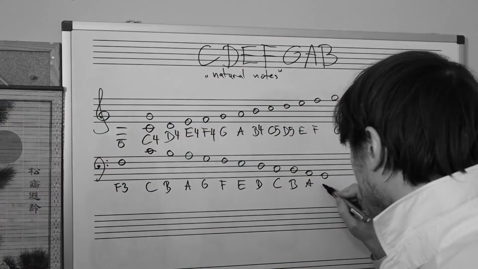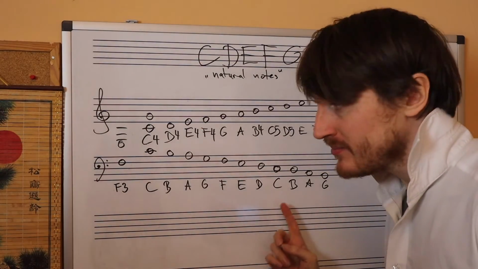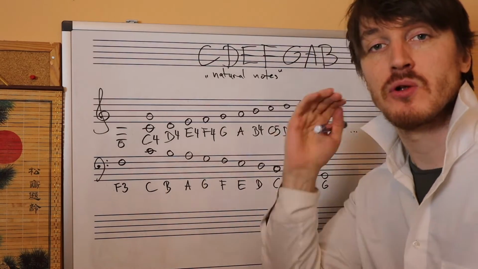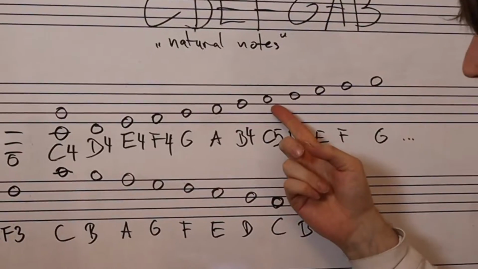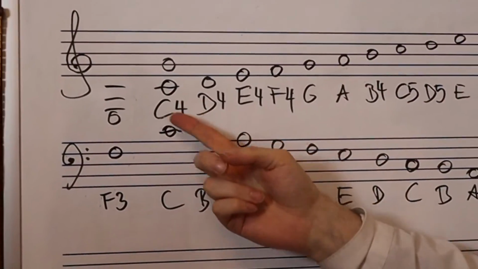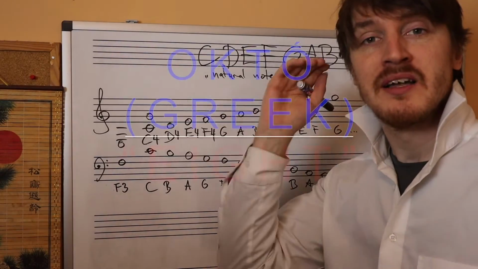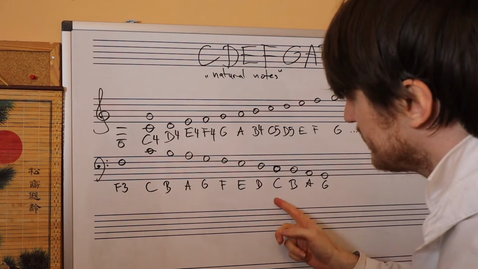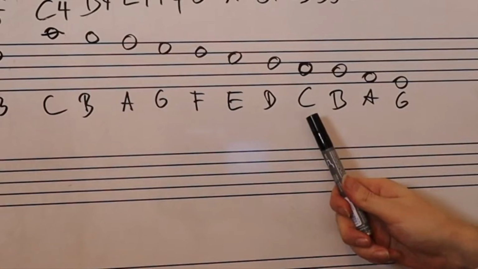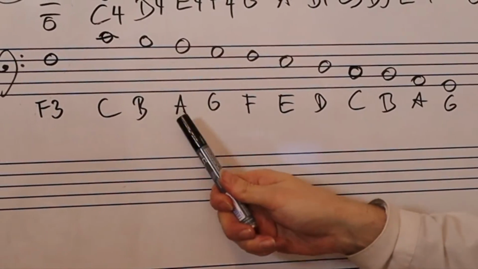And so on. The distance from one note name to the next identical note name is called an octave. This C is 1 octave lower than this C. This C is 1 octave higher than this C, for example. Octo is the Greek word for 8, and it's called octave because the distance spans 8 letter names. 1, 2, 3, 4, 5, 6, 7, 8.